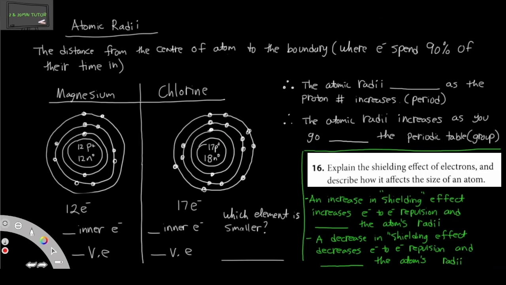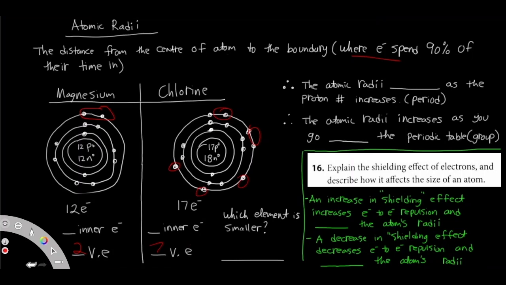Atomic radii is, simply put, the distance from the center of an atom to the boundary where the electrons spend 90% of their time in. Let's look at a question. Magnesium versus chlorine. Magnesium has an electron count of 12 electrons because there are 12 protons. They are the same for an atom. Valence electrons are the electrons on the very last ring. There is 2. Chlorine, if you count them all up, 2, 4, 5, 6, 7, you end up getting 7.